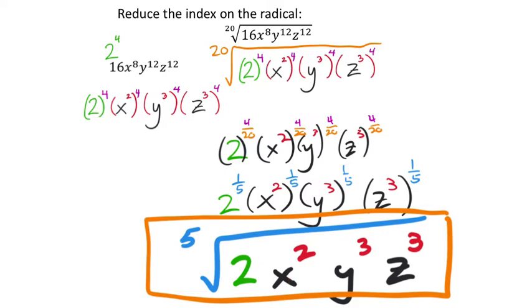So be careful, because some students would say, I know I can divide this all by 2, so that would have been 4 to the power of 2, x to the power of 4 to the power of 2, y to the power of 6 to the power of 2, z to the power of 6 to the power of 2. That would reduce the index, but it doesn't reduce it completely. So that would reduce it to 10, and then you'd have to again reduce it to 5 if you did that. But this is one way to reduce the index on a radical.